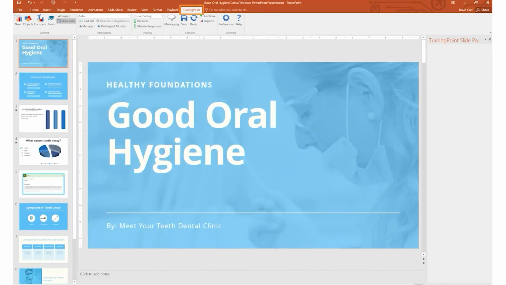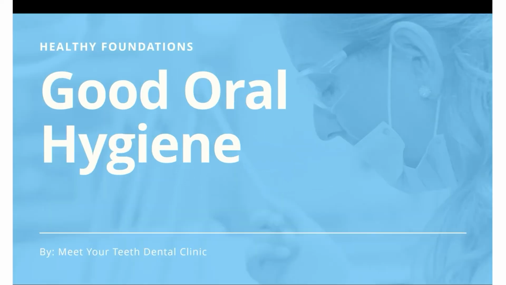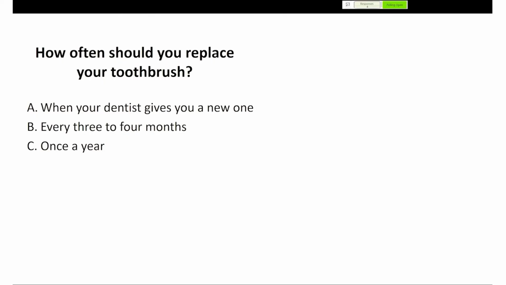Select the TurningPoint ribbon and reset the session. Resetting the session will ensure that all of your slides are ready to pick up responses from the audience. Enter the presentation just like you normally would in slideshow mode. When you are in presentation mode, advance through the presentation just like normal, using your spacebar, enter key, arrows, or even a wireless remote. When you arrive at a TurningPoint slide, polling will automatically open and the show bar will appear.